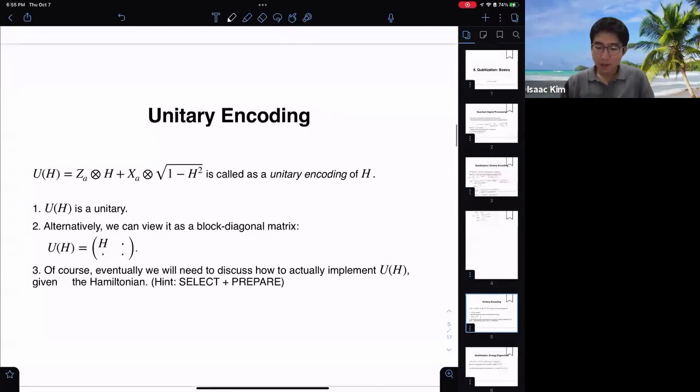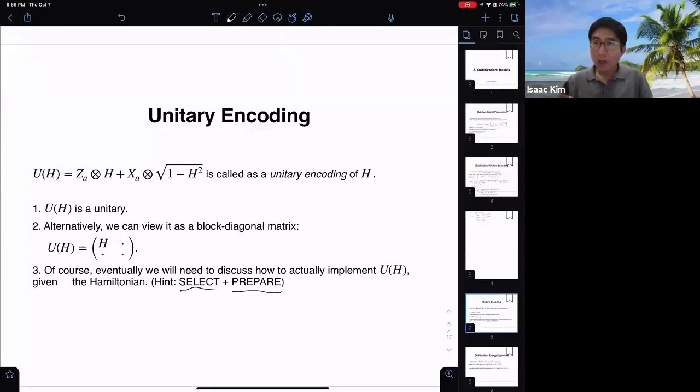And the hint is that you can do that by using the select and prepare operations that I've told you before. Not the select and prepare used for the Taylor series expansion method, but the select and prepare for the Hamiltonian.